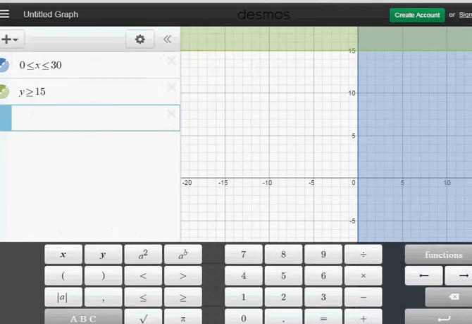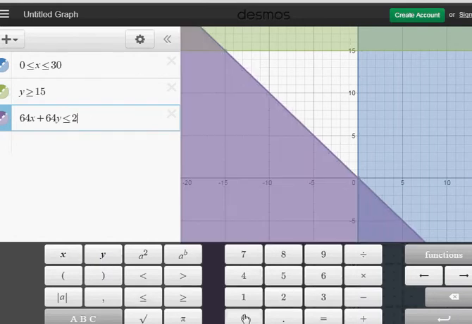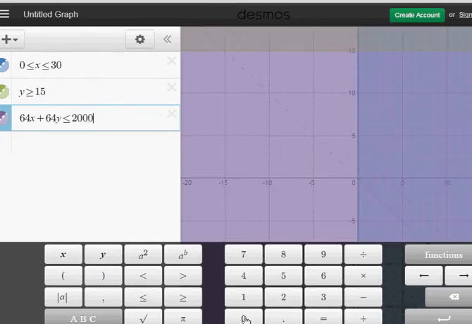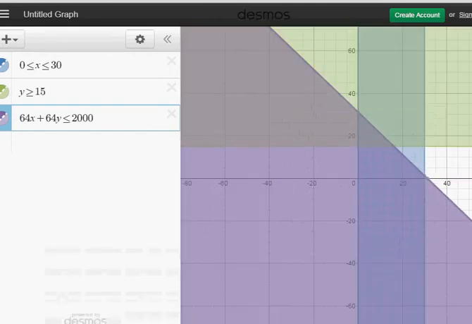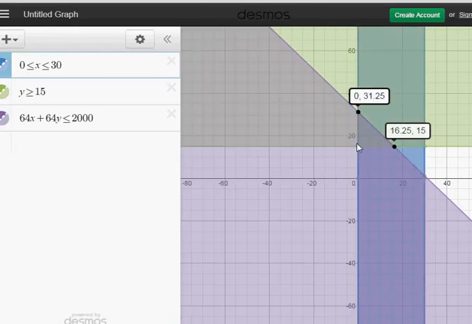Okay, so 64x plus 64y is less than or equal to $2,000. There we go. Okay, it's off the charts here. So I'm going to have to make this a little smaller so that you can actually see what's going on. All right, yeah, you can see there what's going on. You see where those all overlap? So let's see what our vertices are here. There's that, that, and that.